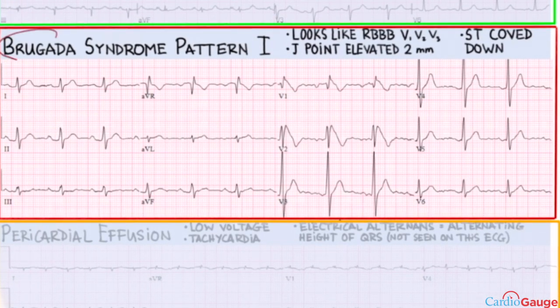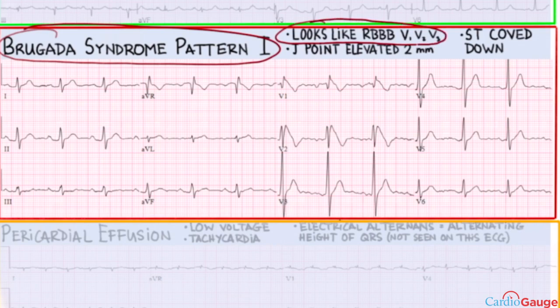Now Brugada Syndrome, we'll do the first pattern, which would be the classic pattern. Brugada Syndrome is a relatively uncommon heart rhythm disorder that can lead to people having sudden death or near syncope or palpitations. It looks like a right bundle branch block in leads V1, V2, and V3. And then you see the J point is elevated 2 millimeters or more. The J point is the junction between the QRS and the ST segment.